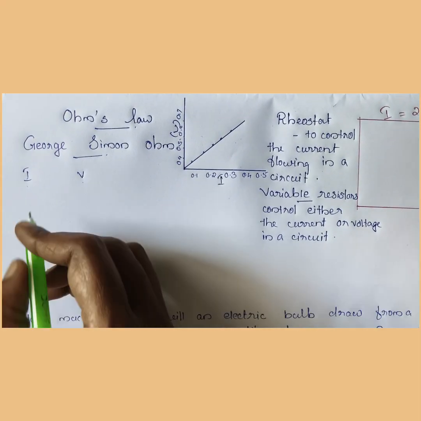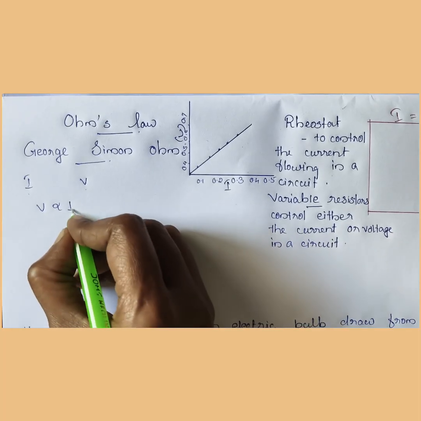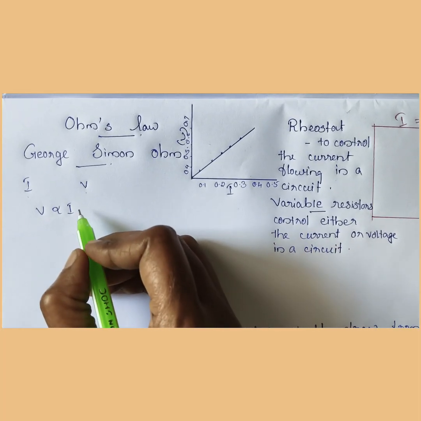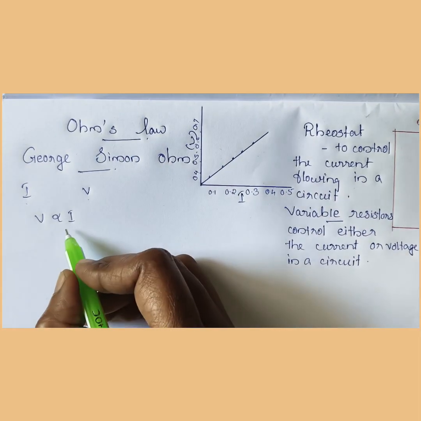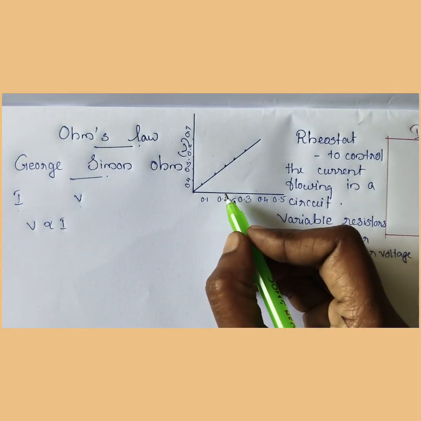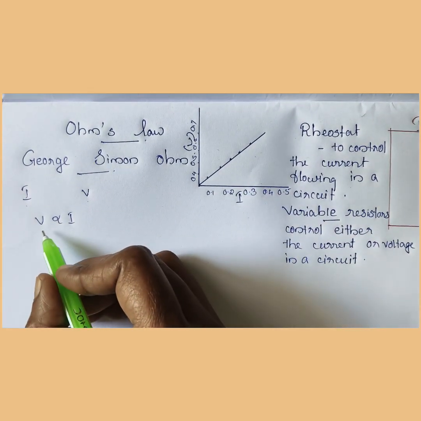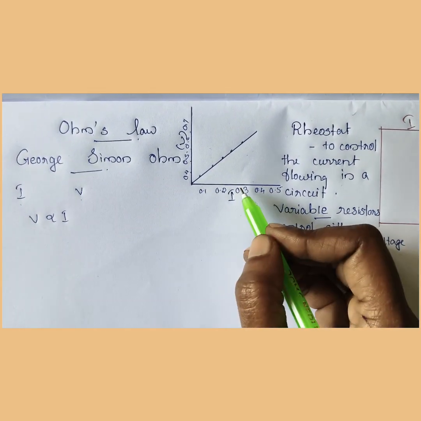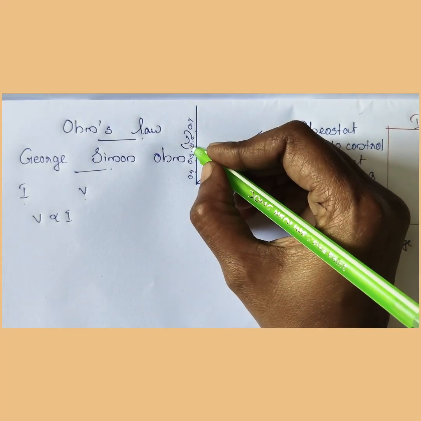Potential difference is directly proportional to the current at a given temperature. If potential difference increases, current also will increase. It is directly proportional. If you draw the graph regarding this potential difference and current, here you can see x-axis is current and y-axis is potential difference.